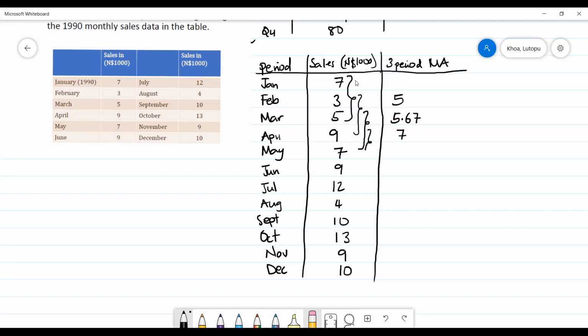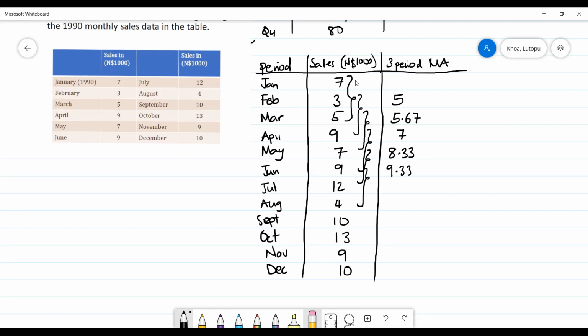Our next point, we have 9 plus 7 plus 9. This is 25 divided by 3. This is 8.33. Then the next one, we have 7 plus 9 plus 12. This is 28. 28 divided by 3. This is 9.33. Then continue in that manner.